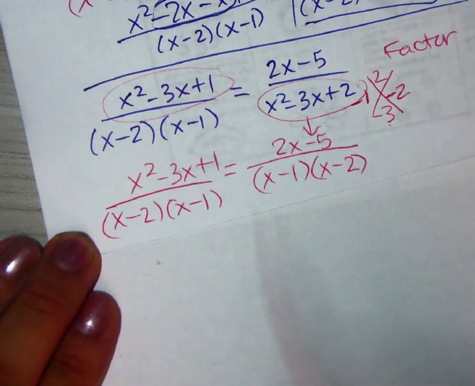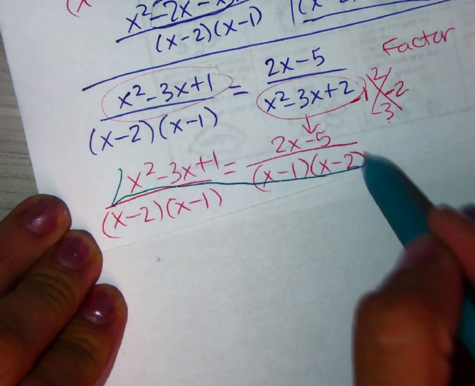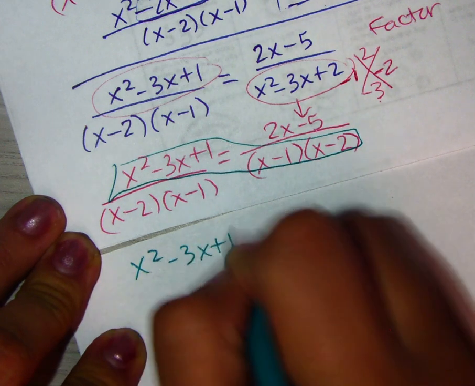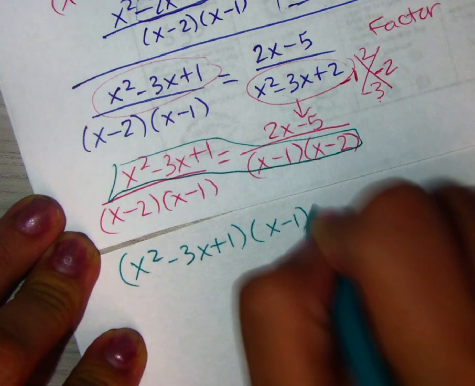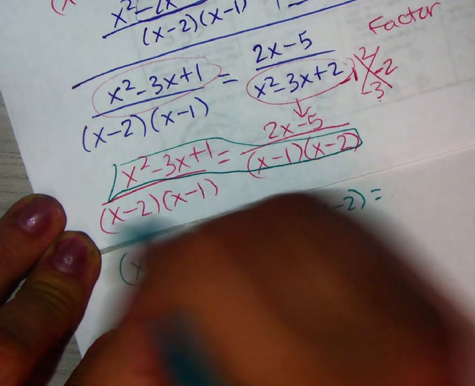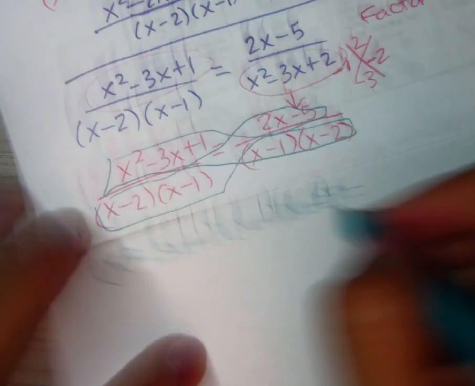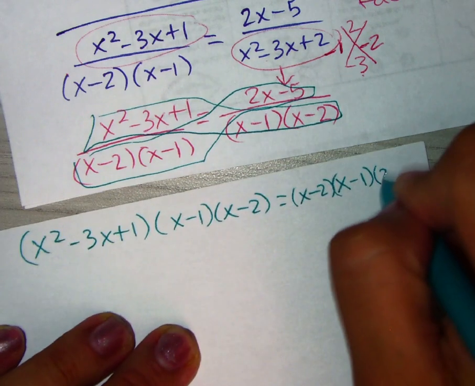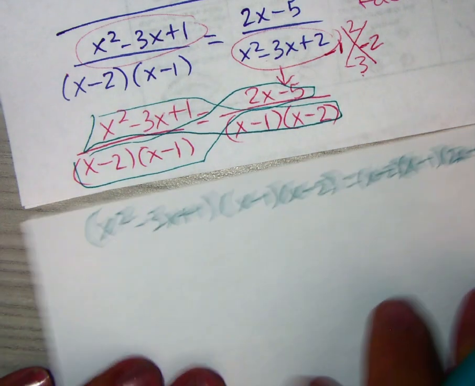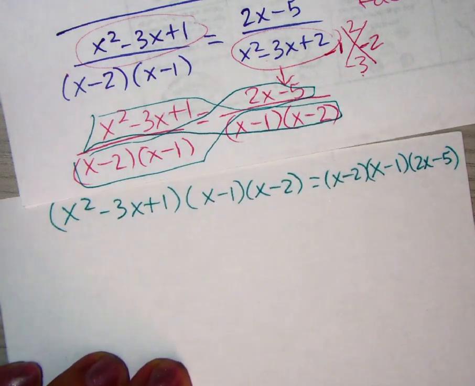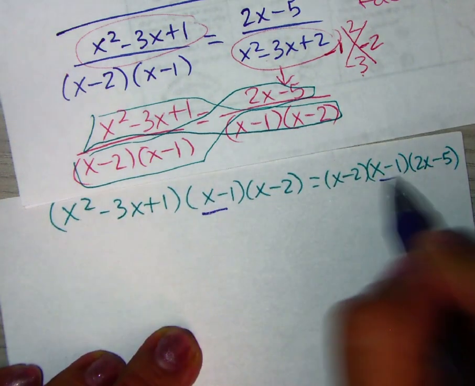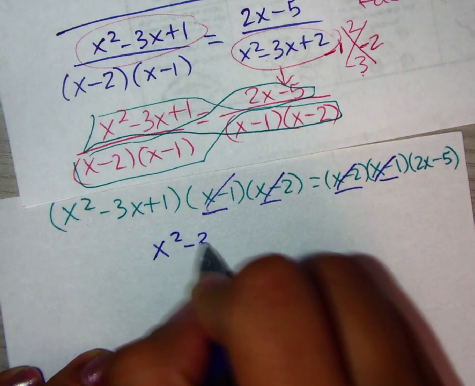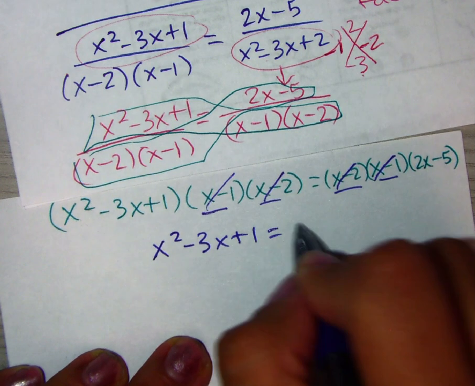Now we want to cross multiply. So these two together: that's x squared minus 3x plus 1 times x minus 1 times x minus 2 equals, and then these three together. So that's x minus 2 and x minus 1 and 2x minus 5. So here we notice that we have the common factors of x minus 1 and x minus 2, so we can cancel those out. And that leaves you with x squared minus 3x plus 1 equals 2x minus 5.